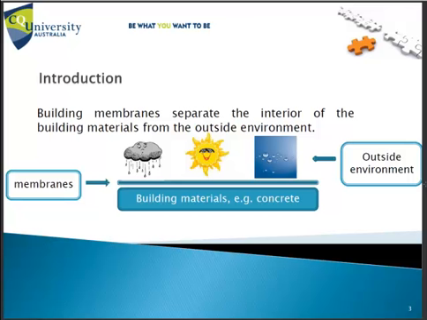Building membranes serve as a building material which separates the interior of the building from the outside environment. For example, we have a concrete here, and we want to make sure that it is not exposed to rain, sun, and humidity. Therefore, we introduce a membrane just outside of the building material right here to prevent the material from exposure.